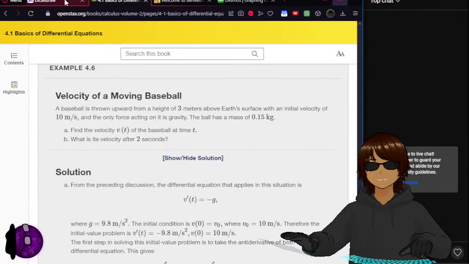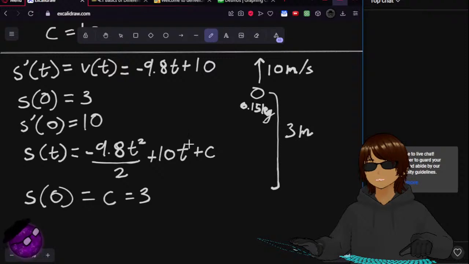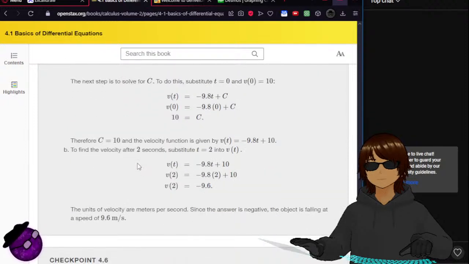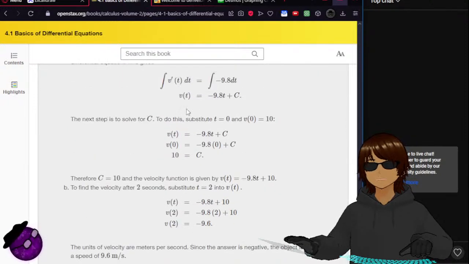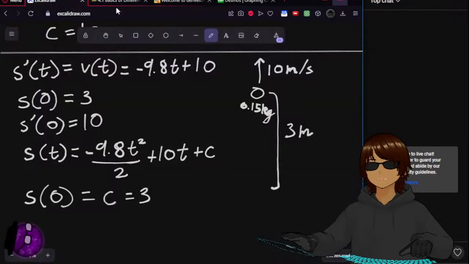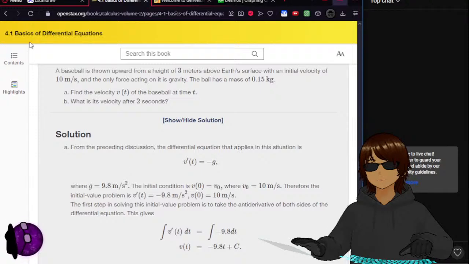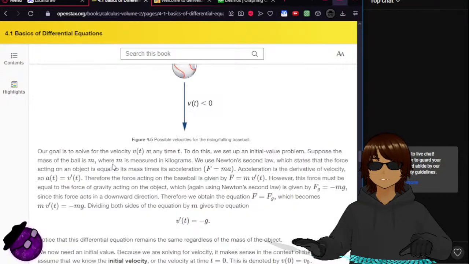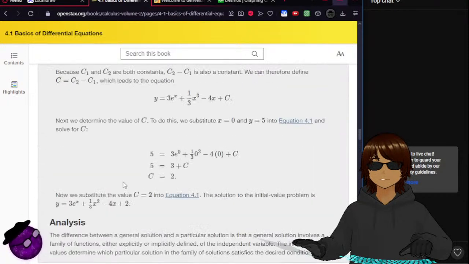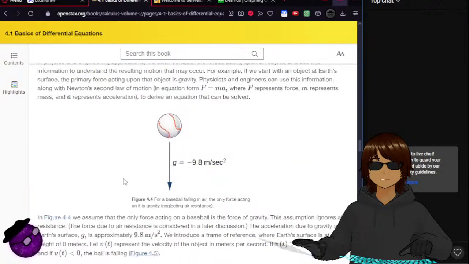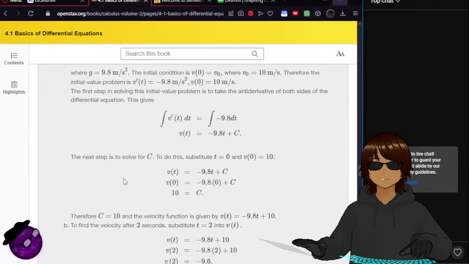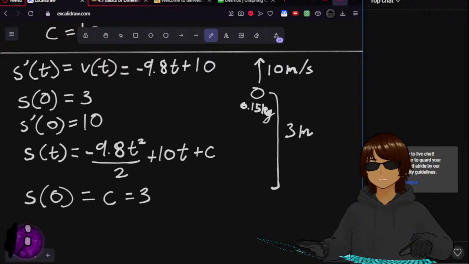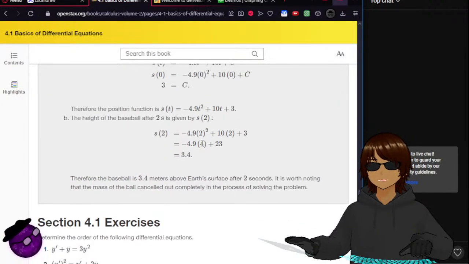Find the velocity after 2 seconds. So do this, and then simplify. Find the velocity after 2 seconds. Wait a minute. Isn't it the same as the previous question? No, I'm in the wrong thing. Find the height after 2 seconds. That's when you substitute. Yeah.